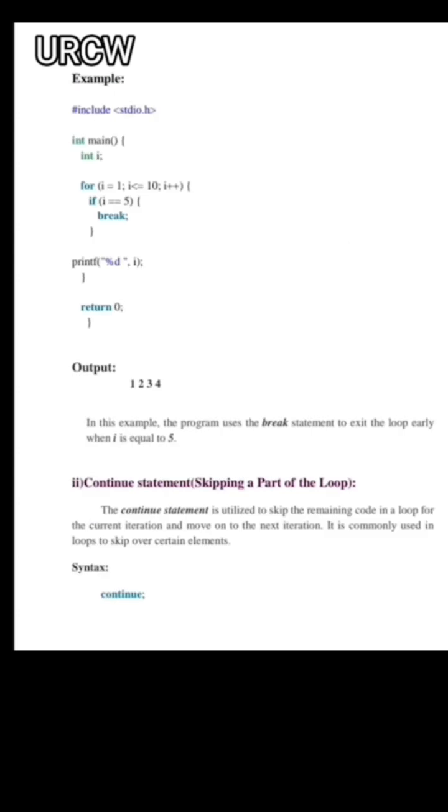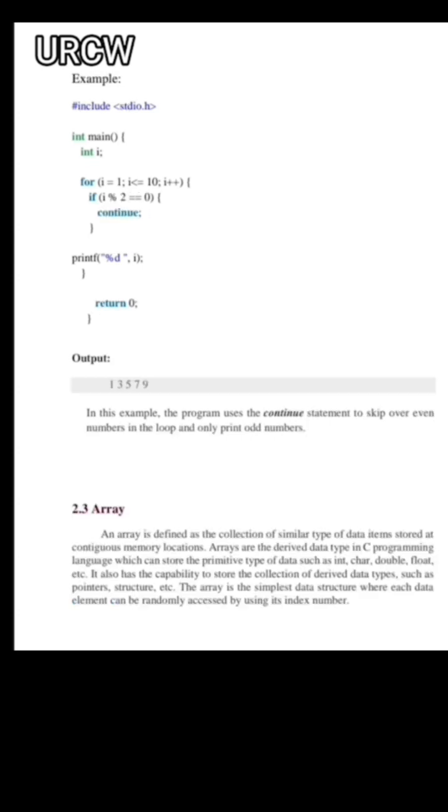Continue statement, also known as skipping a part of the loop. The continue statement is utilized to skip the remaining code in a loop for the current iteration and move on to the next iteration. It is commonly used in loops to skip over certain elements. In the program, we can see the numbers are skipped in between using the continue statement.